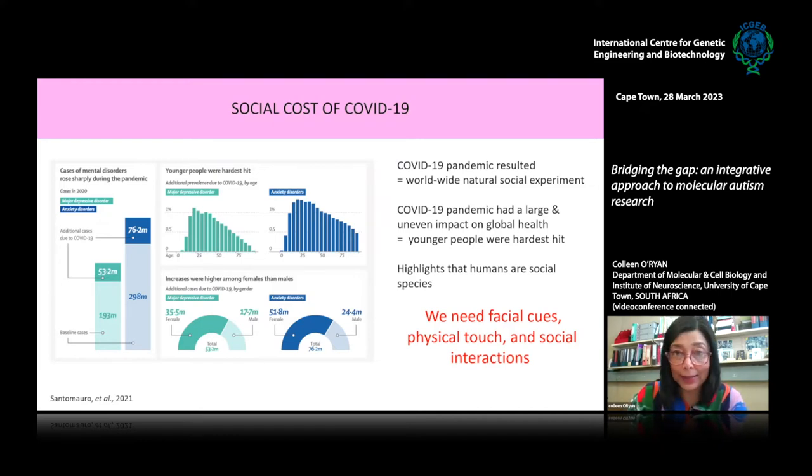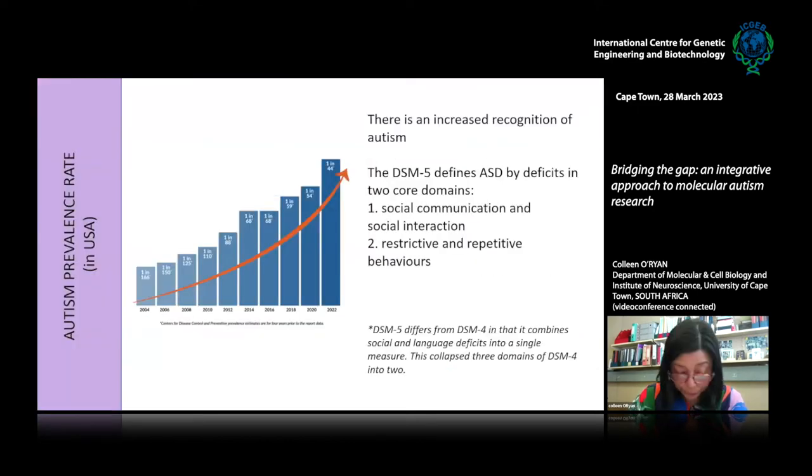So this highlights, as a segue into autism, how much humans are a social species, how much we need physical touch, social interactions, and we need facial cues that were hidden by the masks we wore for 2 or 3 years. And so with that in mind, we know that autism is a condition that's characterized by social difficulties.